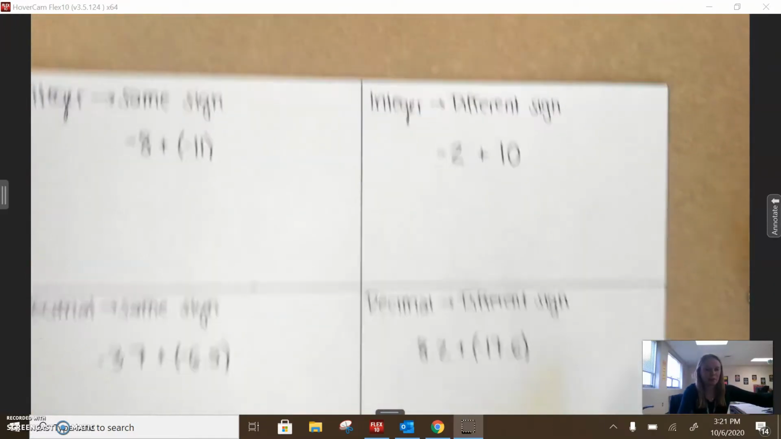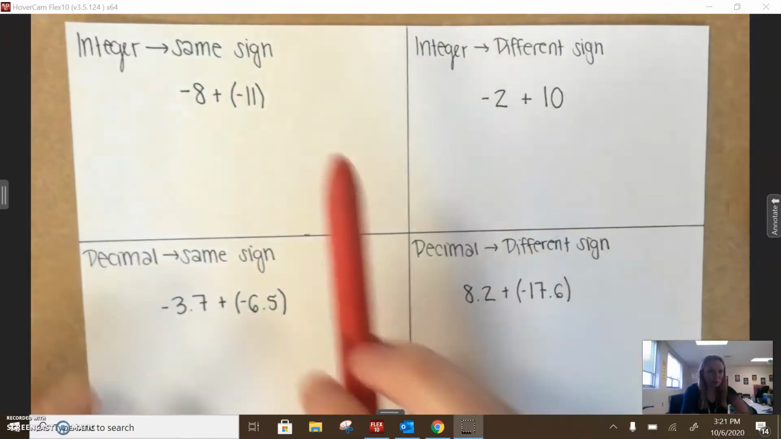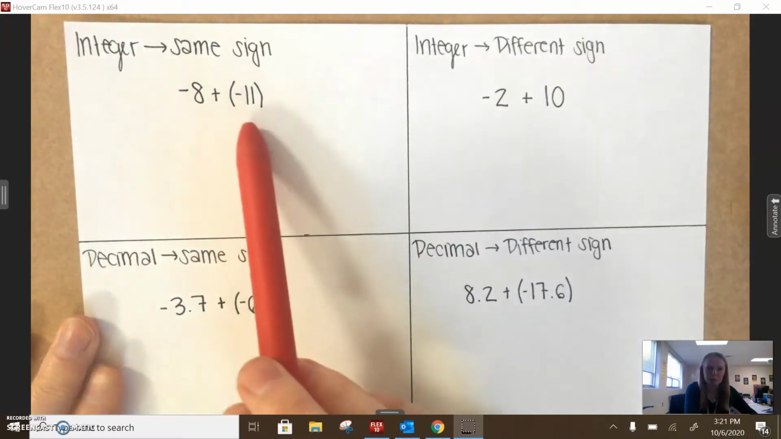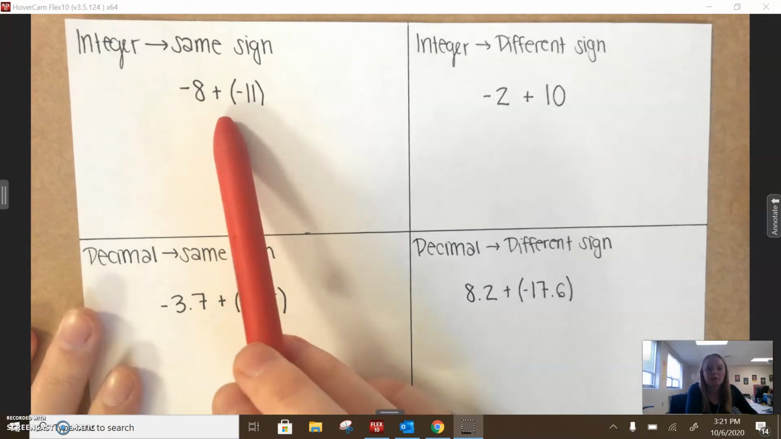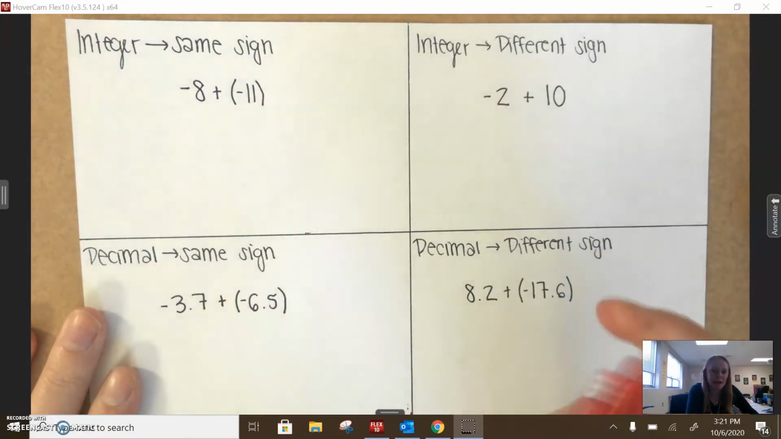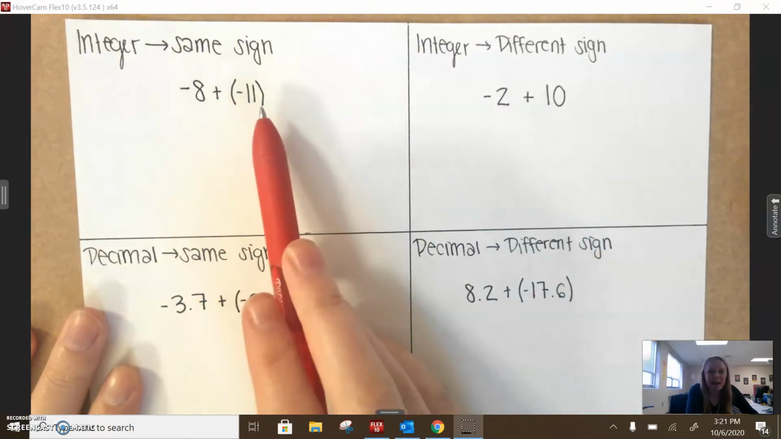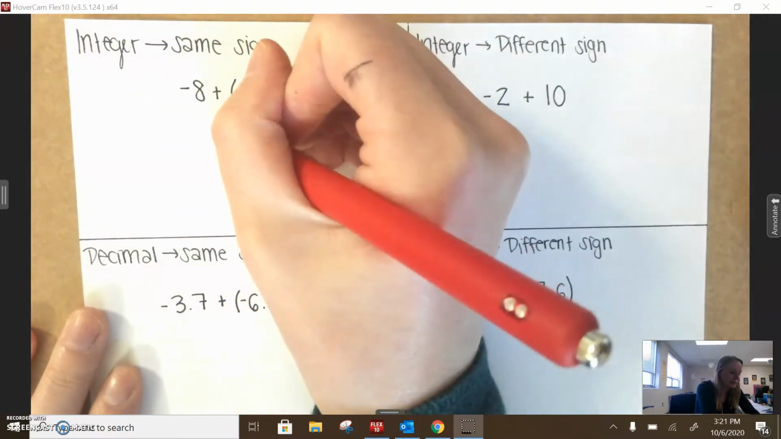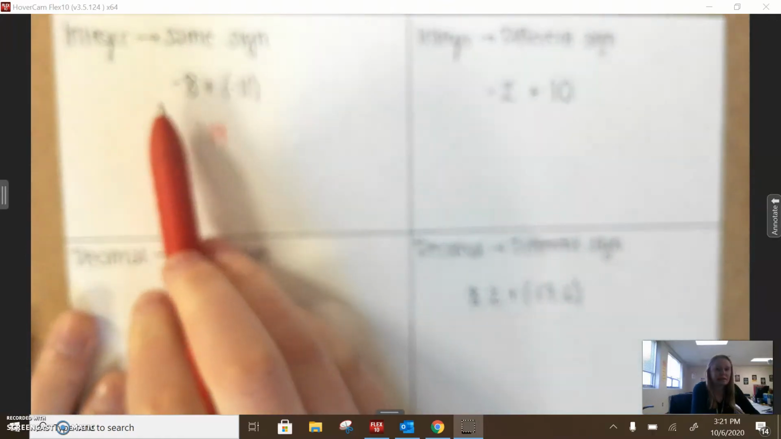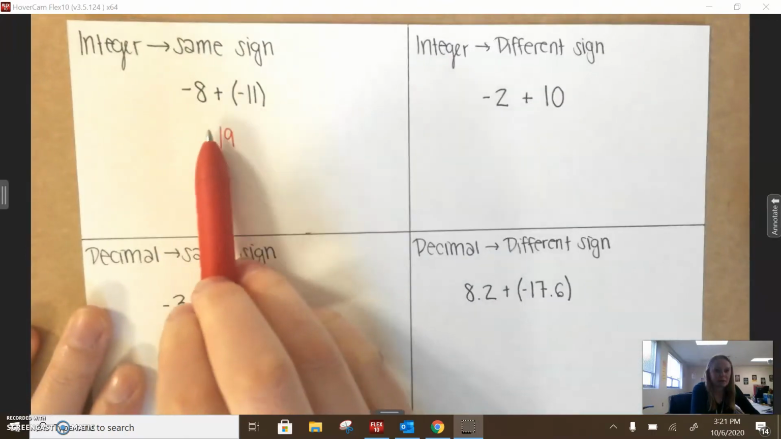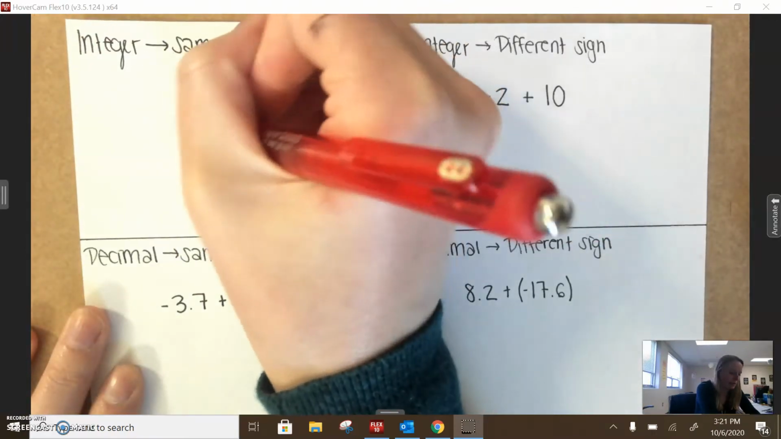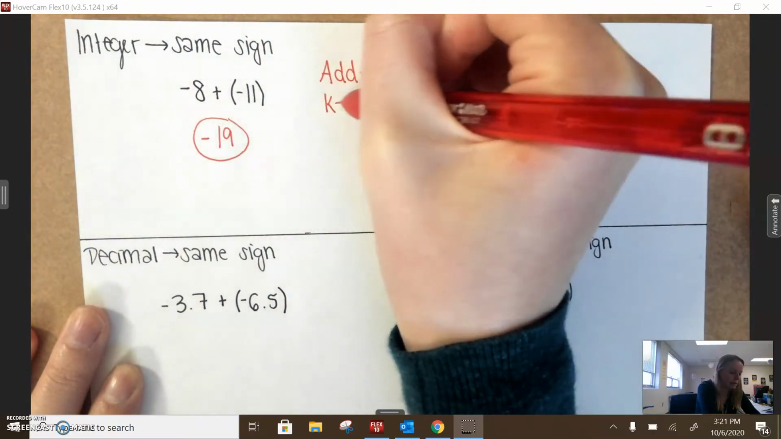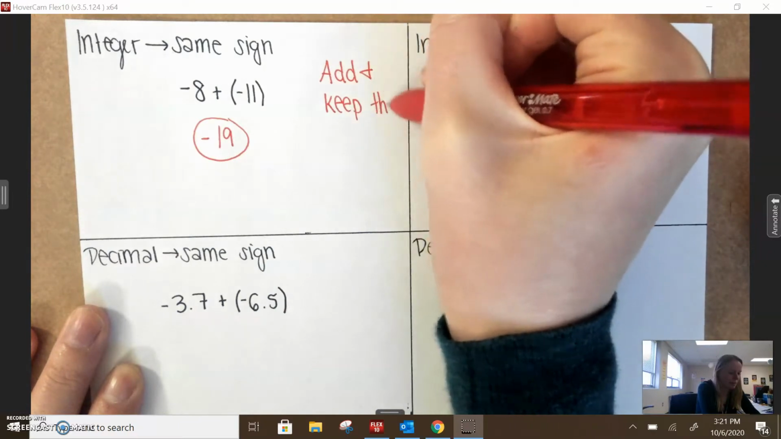So as a review, with integers, if we have the same sign, so meaning I have either two negative numbers or two positive numbers, all I have to do is add and keep the sign. So what that means is I just add 8 and 11 together. So 8 plus 11 is 19. And since they were both negative to start, I make my answer negative at the end. Okay, so I just add and keep the sign.